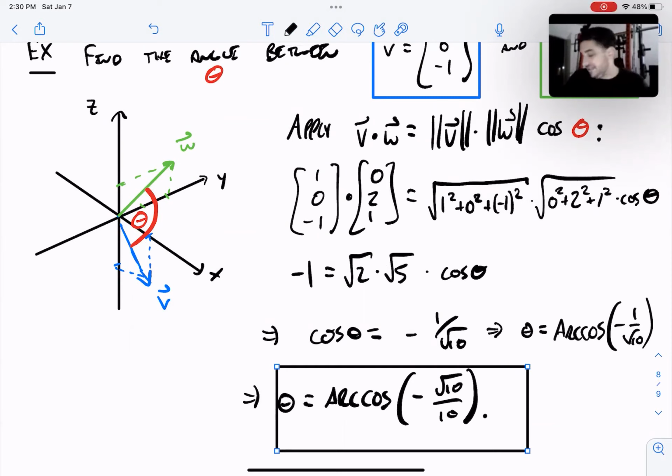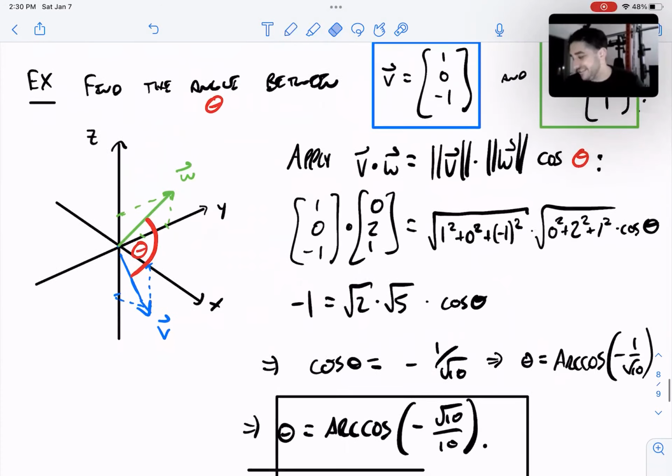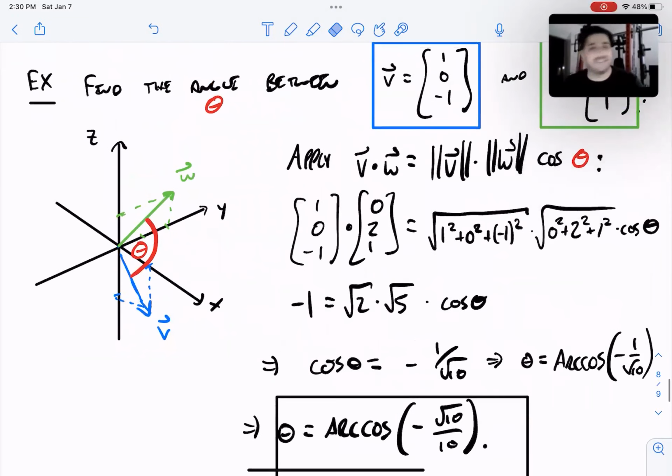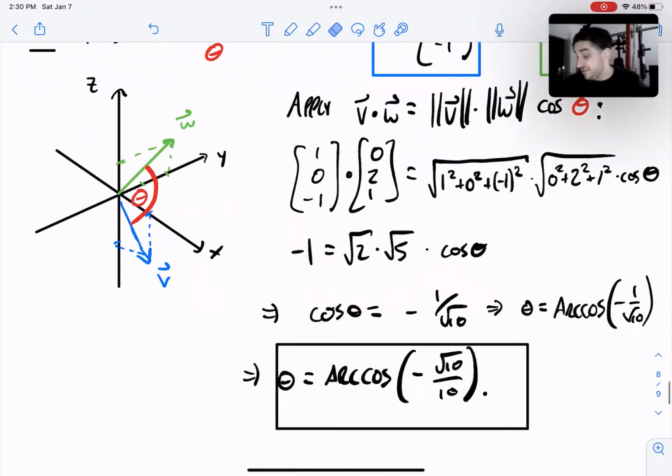This would be a hard calculation if you wanted to do this without vectors, right? If you wanted to go in here and start drawing triangles and doing trigonometry, oh God, it would be terrible. So this is a really, really clean tool, right? Because the dot product isn't that bad. A little bit of multiplication, a little bit of addition, call it good. So this is our cosine.